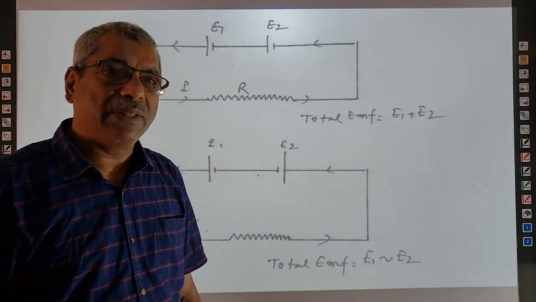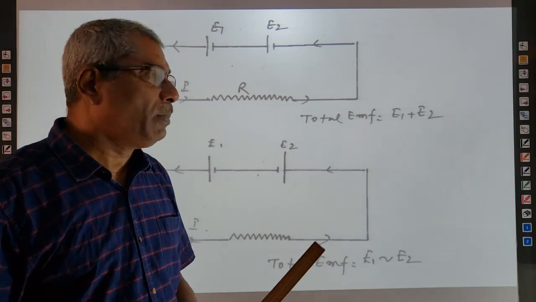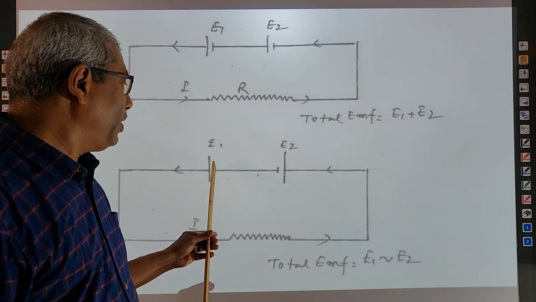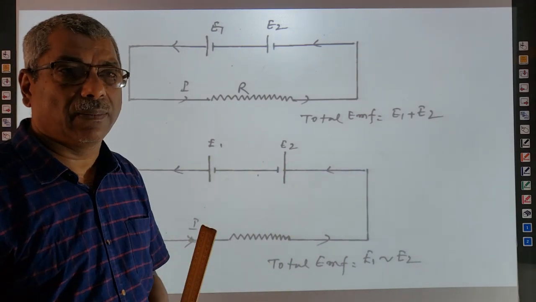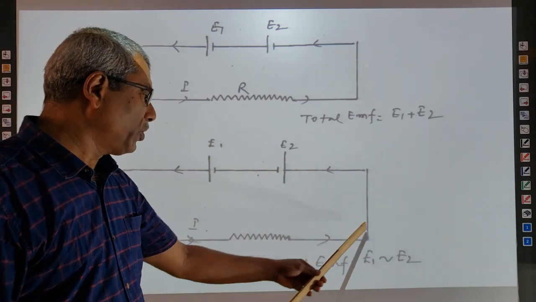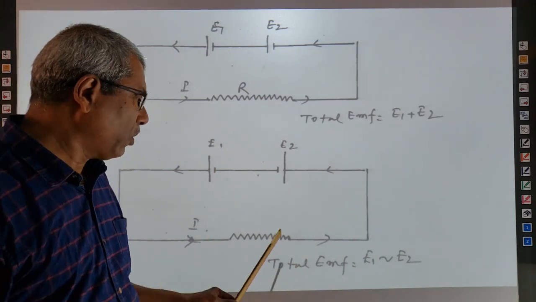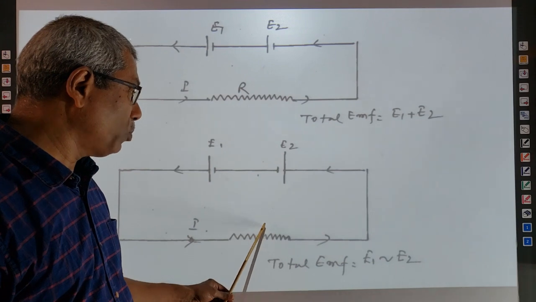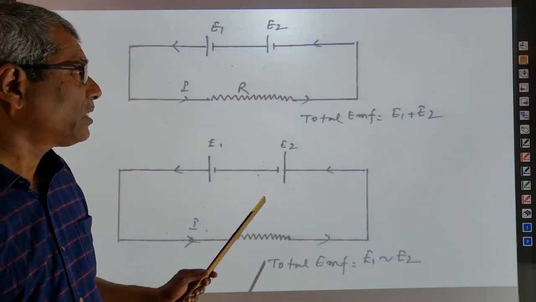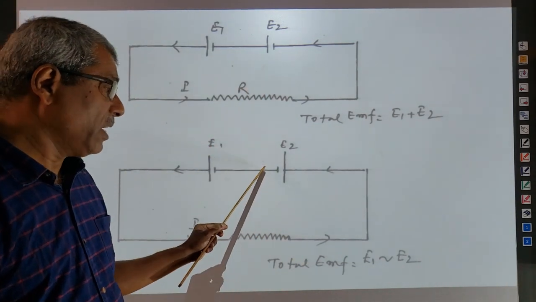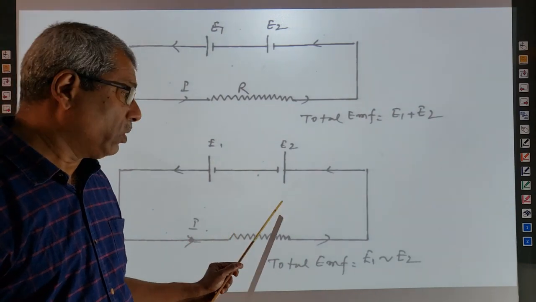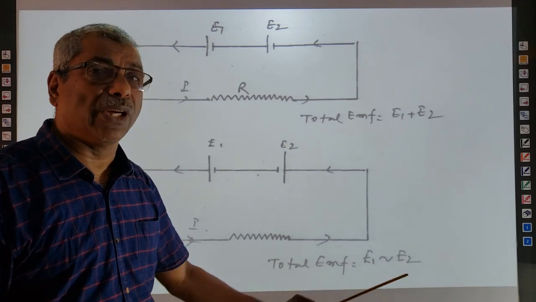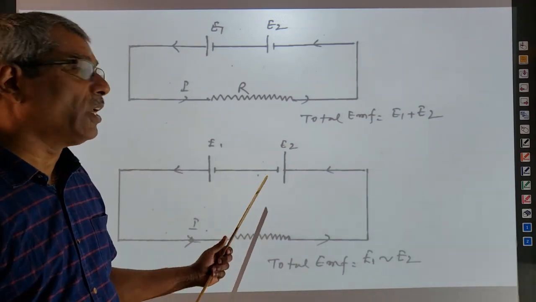But sometimes the combination can be like this also. In this case, you see, the negative is connected to negative of the cell, and positive is connected to positive of the cell like this, across a resistor R. In this case, unlike the previous case, the total EMF is not equal to E1 plus E2, but E1 difference E2.